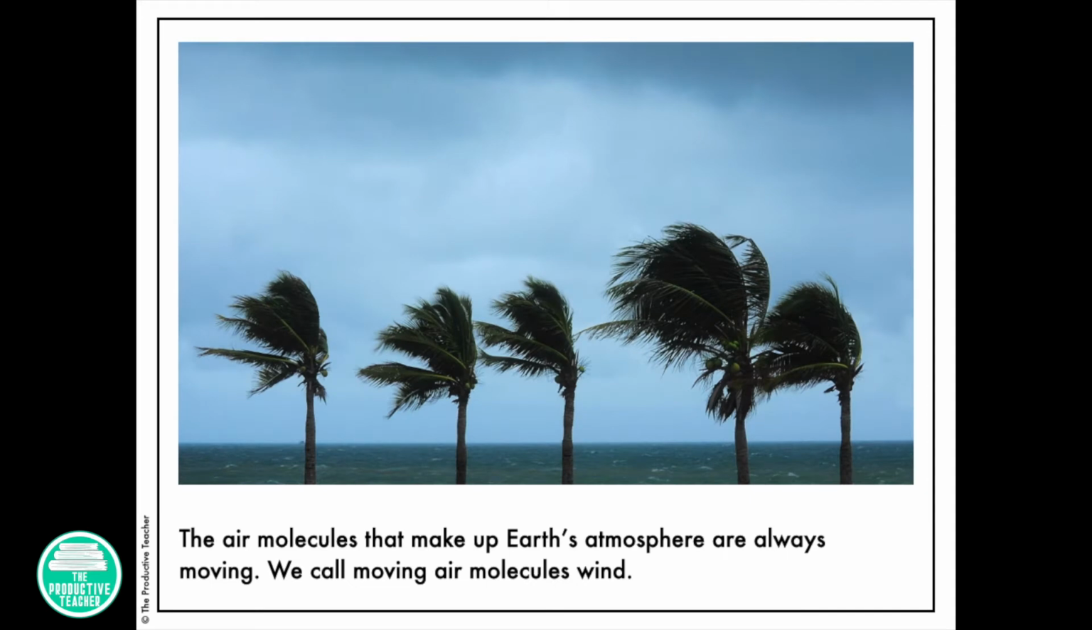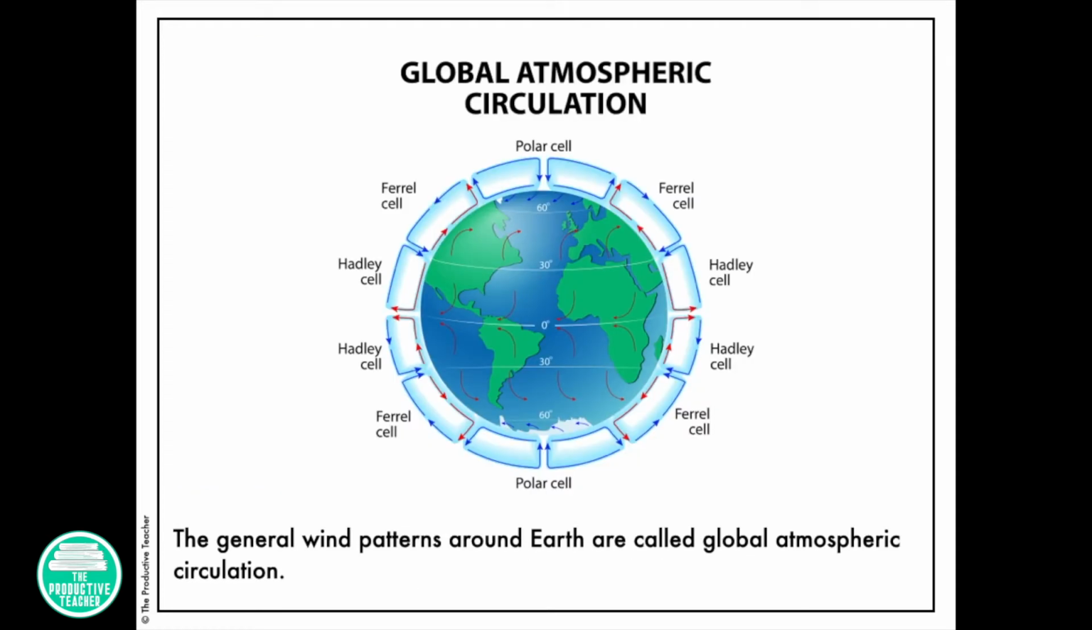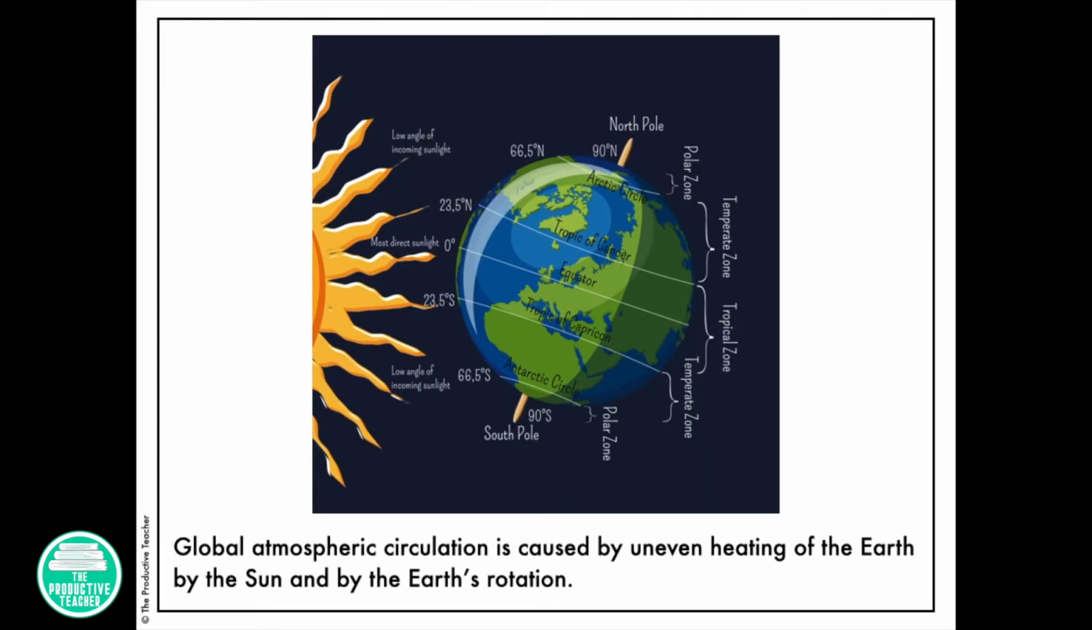The air molecules that make up Earth's atmosphere are always moving. We call moving air molecules wind. The general wind patterns around Earth are called global atmospheric circulation. Global atmospheric circulation is caused by uneven heating of the Earth by the sun and by the Earth's rotation.